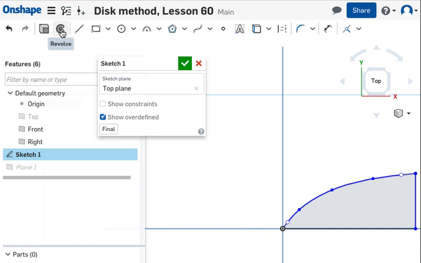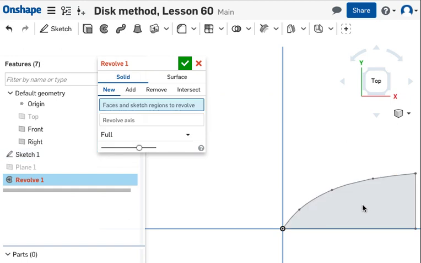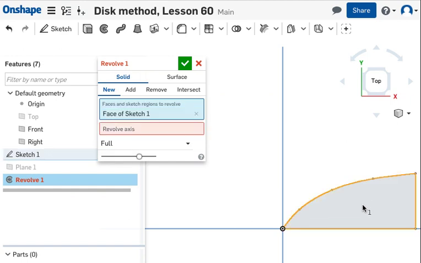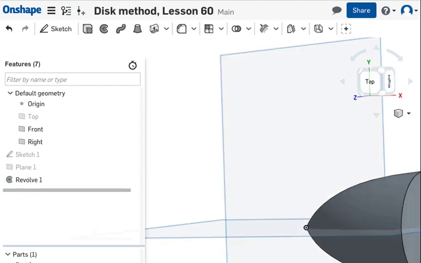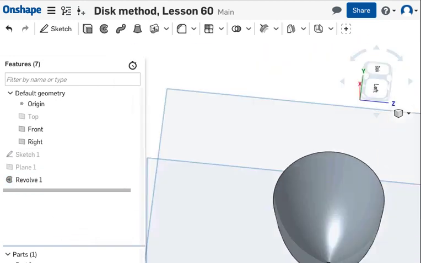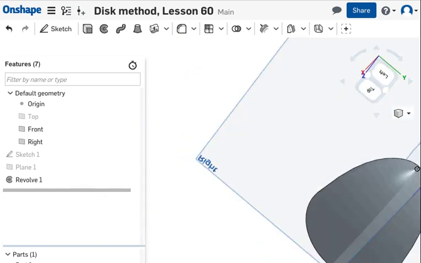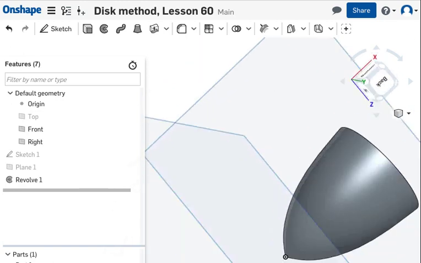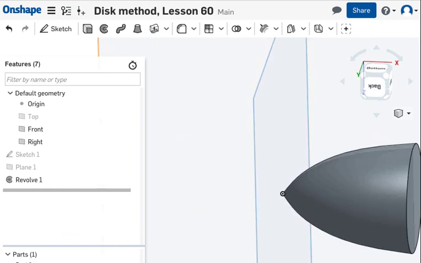I can click on this Revolve tool, and I can click on that face right there. So I'm doing face of sketch 1, and then notice how it has there in red revolve axis. So I click there, I select the x-axis. I want to revolve it around that. I'm done. Look, it immediately made a volume for me. And there it is. We can see that solid of revolution. It didn't use the disk method there, right? But that idea, though, we revolved that function around the x-axis.